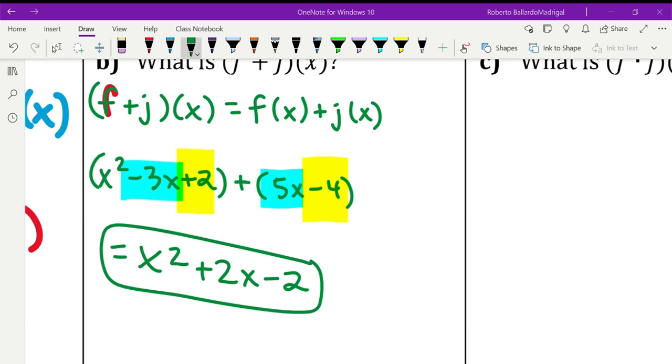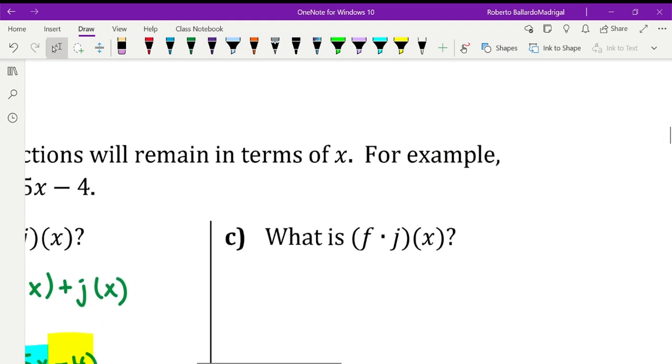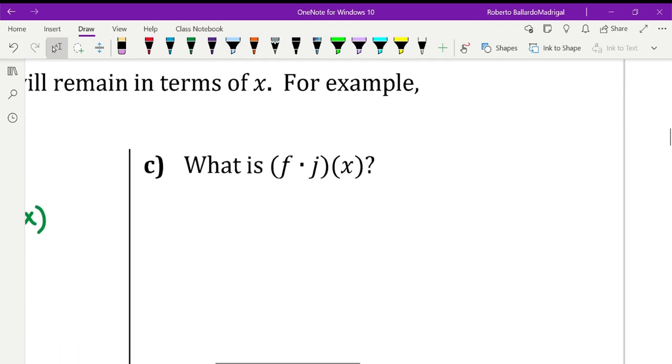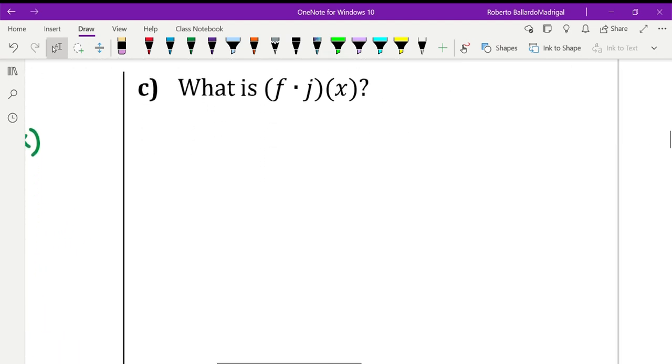All right, final example. What happens then if we want to multiply these functions together? F times j of x. Well, why don't we begin by writing what f times j of x is equal to. We should kind of know by now because we've seen two other examples and the notation has not changed. What is f times j of x equal to?